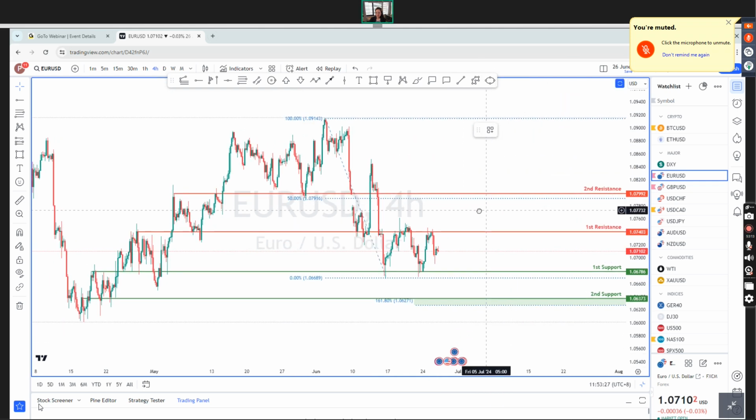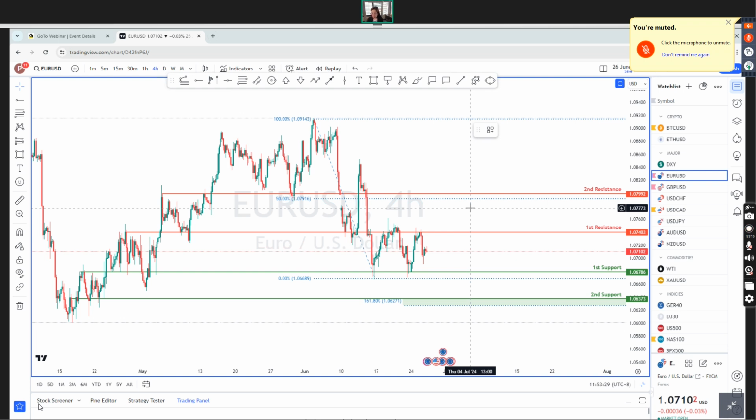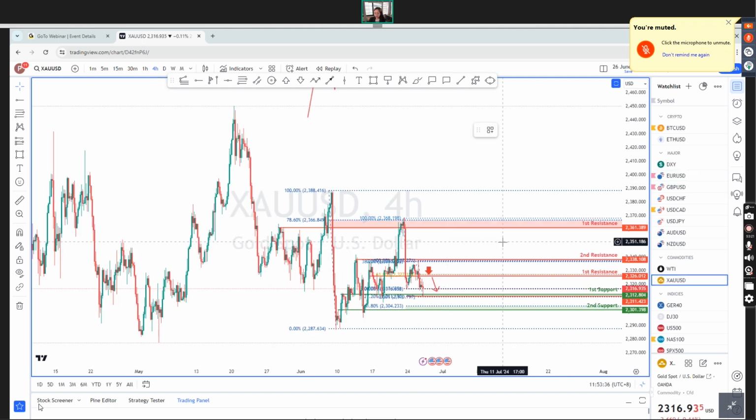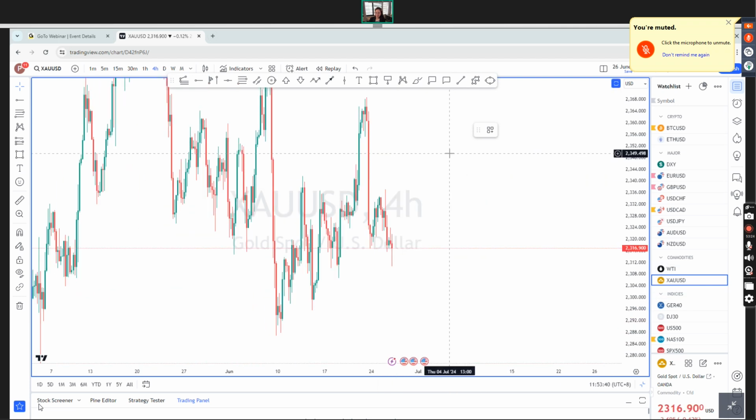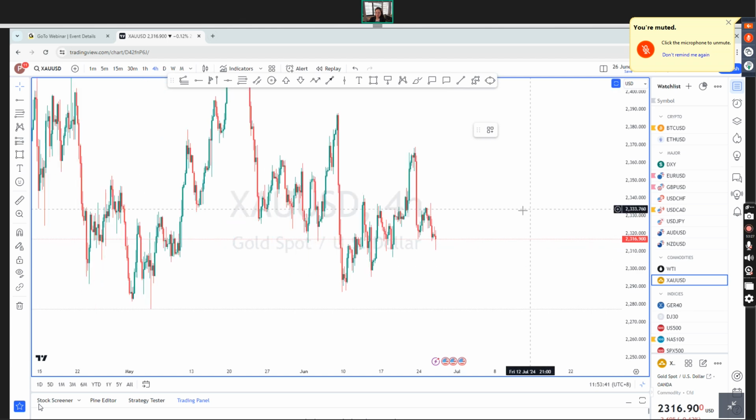Okay, this is my key level for EU. You can request any pair. If not, we just go to gold again. Trade setup for gold. Gold, because they really had an impulse move like Friday, is now just kind of sideways ranging.